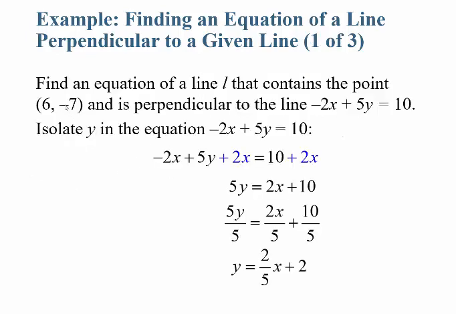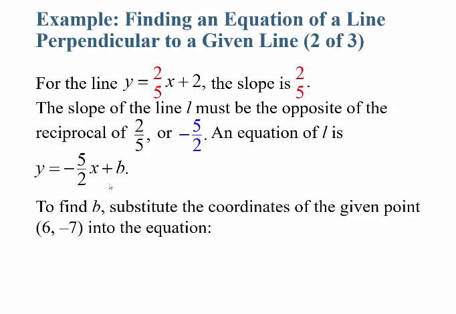Well, look, the perpendicular line contained this point, 6, negative 7. So what I'm going to do now to find b is substitute the coordinates of the given point, 6, negative 7, into the equation. So I have negative 7 is equal to minus 5/2 times 6 plus b. If you've forgotten how to multiply fractions, that's okay. You can do a quick review, but you're going to take the top number and multiply it by this. So you get 5 times 6 is 30, then divided by 2. So 30 divided by 2 is 15, and then it's negative, because your negative doesn't go away.